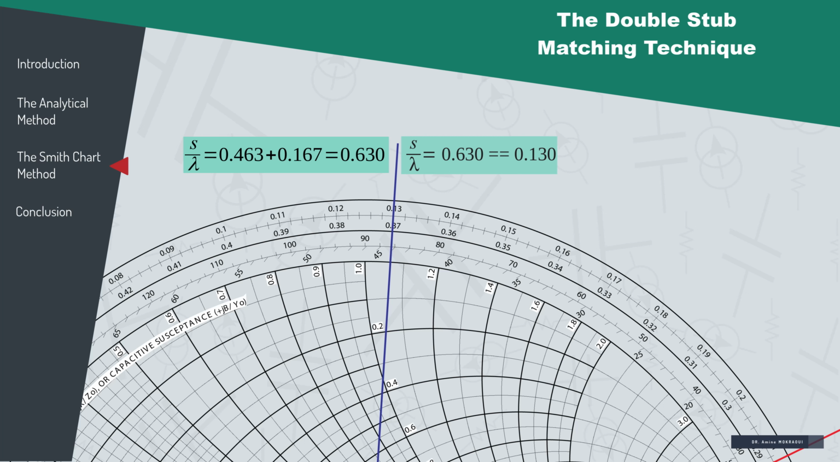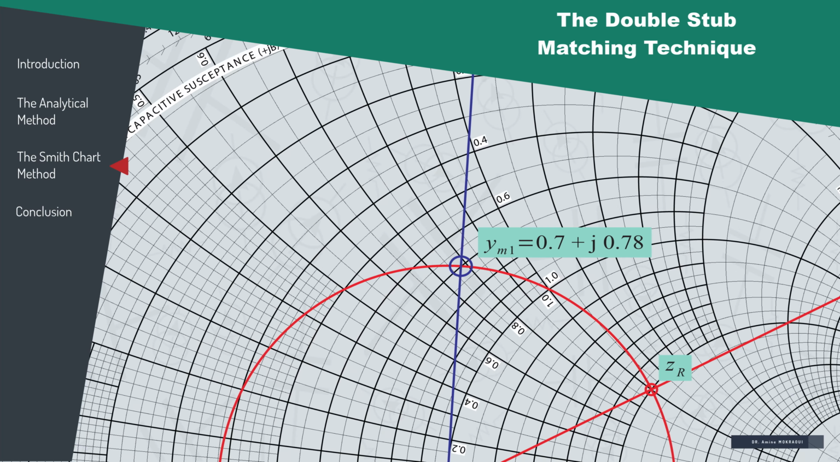But because the position is greater than a half, it is necessary to subtract 0.5 from the result. Therefore, we get S over lambda equals 0.630, which is equivalent to 0.130. Let's draw a straight line from the origin to that position. The value of Ym1 is obtained by finding the intersection of the line with the constant reflection coefficient circle. We find Ym1 equals 0.70 plus J 0.78.